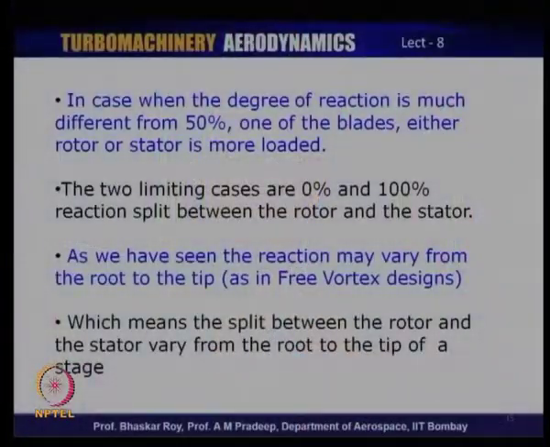The other possibility which we talked about is constant reaction blading, where the entire blade has constant reaction, in which case also there are three possibilities: the 0%, 50% and 100%. Let us see what that means actually. When you have 50% reaction blading, the blades are equally loaded. When they are other than 50%, you have to remember that either the rotor or the stator is going to be more loaded. Okay. Now, the two limiting cases we discussed are 0% and 100% reaction split between the rotor and the stator.